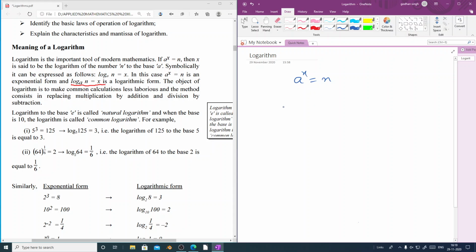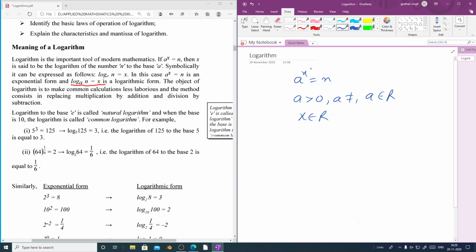Now, the condition to be applied is that a should be greater than 0. Also, a should not be equal to 1, and a should be a real number. There is no condition on x, that is, x can be any real number. So x has to be a real number. It can be positive, negative, rational, irrational, it can be any.